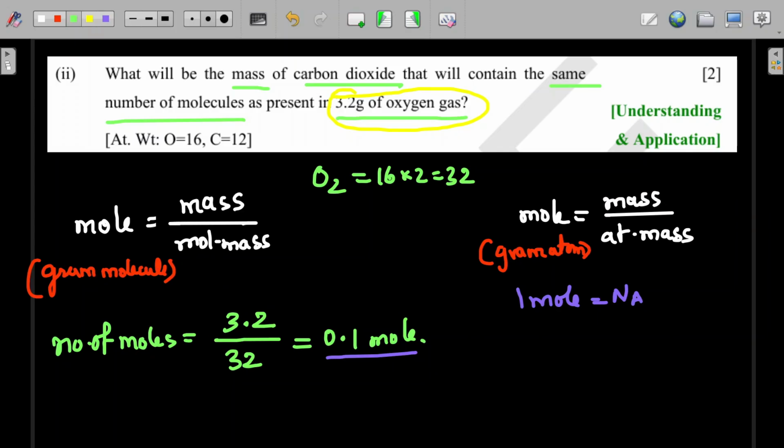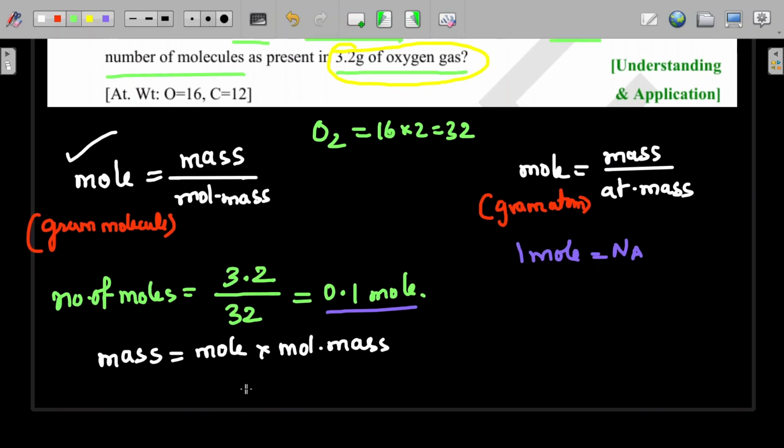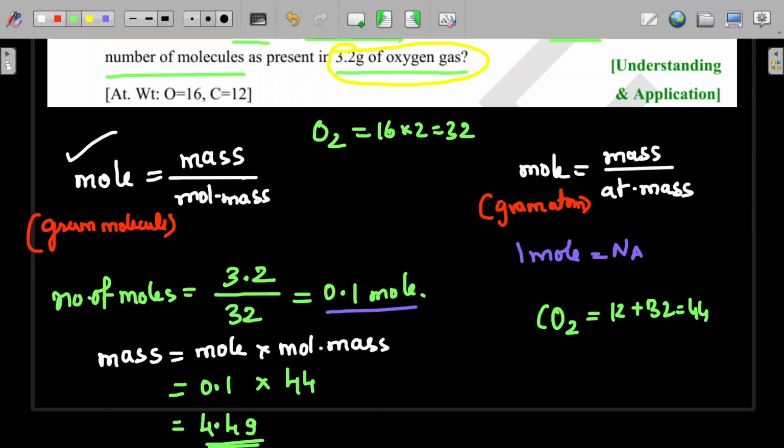Now you don't know the mass of the carbon dioxide, you want to find it. So use the same formula. Mass will be mole into molecular mass. Now mole, how much do you have to take? 0.1 mole only, because the same number of moles will have the same number of molecules. So 0.1 into the molecular mass of CO2, which you have to find first. For CO2, 12 plus 32, 44. So 0.1 into 44 is equal to 4.4 gram.